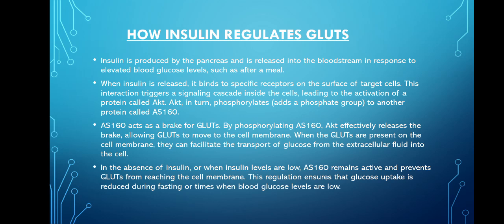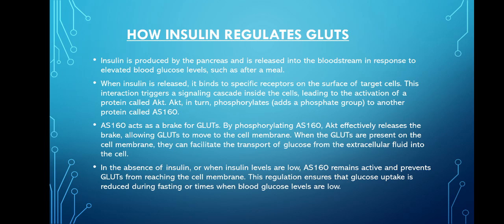This interaction triggers a signaling cascade inside the cell, leading to the activation of a protein called AKT. AKT in turn phosphorylates another protein called AS160. AS160 acts as a brake for GLUTs. By phosphorylating AS160, AKT effectively releases the brake, allowing GLUT to move to the cell membrane.